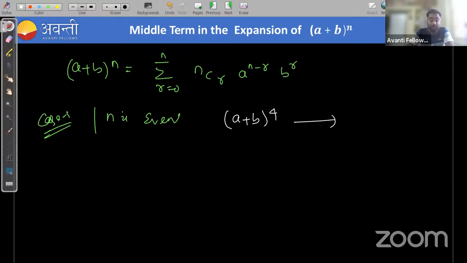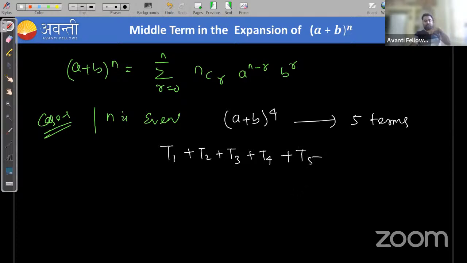How many total terms do you have here? In this expansion we are having 5 terms. Suppose those terms are t1 plus t2 plus t3 plus t4 plus t5. So what is the middle term here? The first case we have taken is n is even. Anyone can say what is the middle term here?